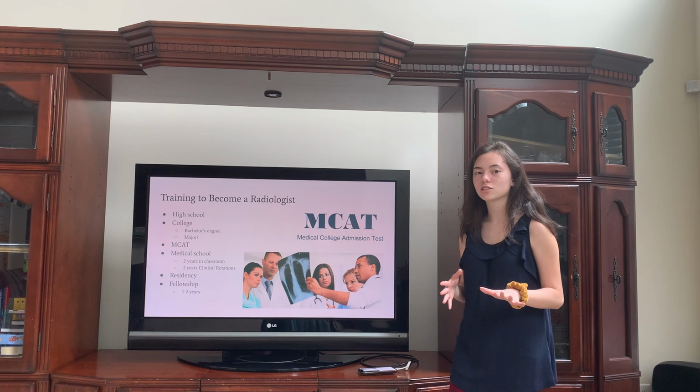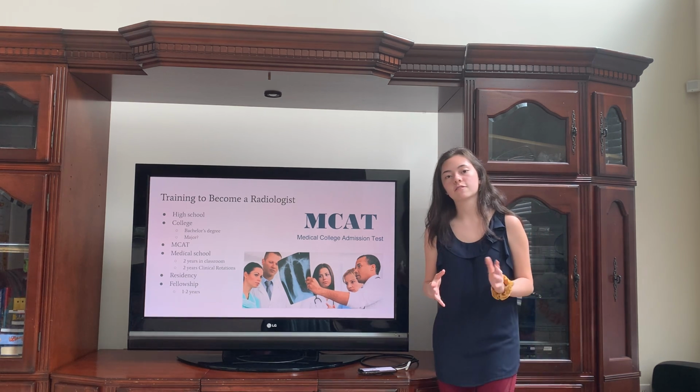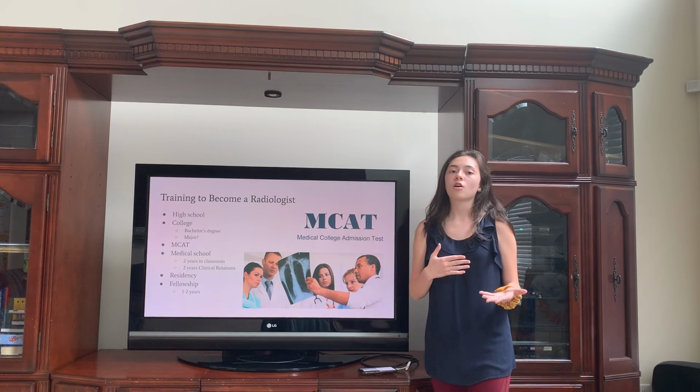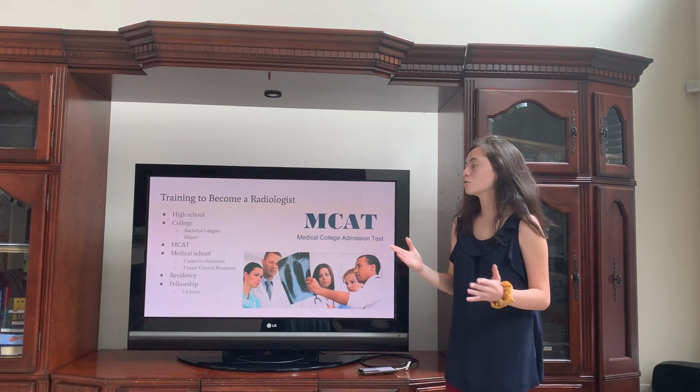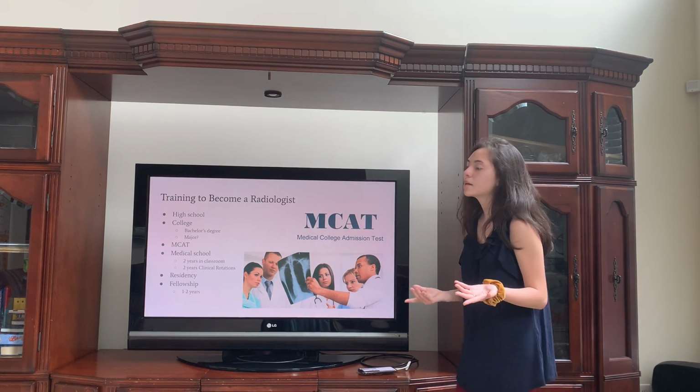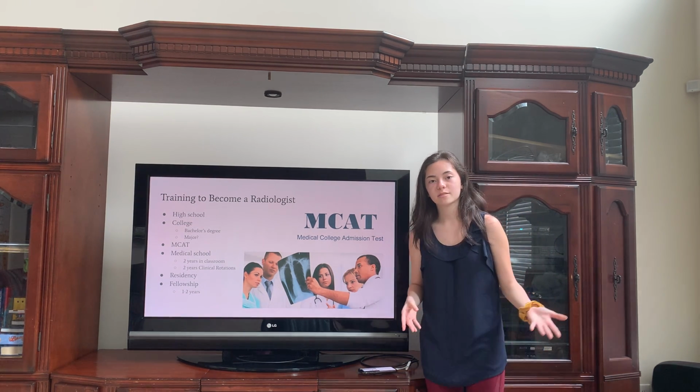It has 5 sections, and the top score you can make is a 528. The average score is a 500. So most students are already getting a super high score, so to get into medical school is even more competitive. Let's say you do pass the MCAT and you do get into medical school.